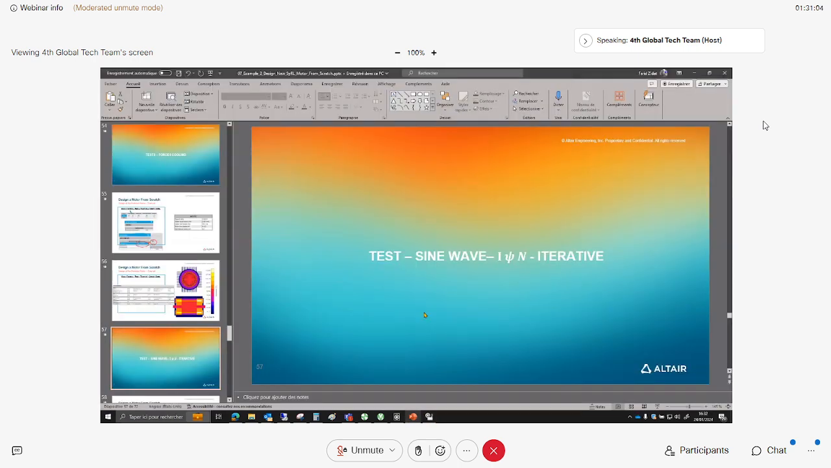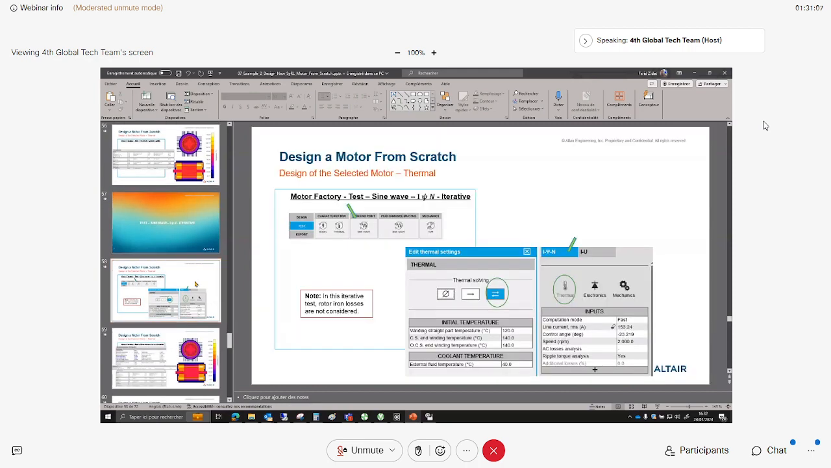Then how to do that is once again to go to sine wave test, and we are going to consider fast, because the iterative and the accurate one is pure finite element computation, so it's a transient 2D computation. It may be really long computation. Here, in this iterative working point, we are not going to consider the iron losses on the motor. We are going to start with these temperatures as initial temperatures for this working point.